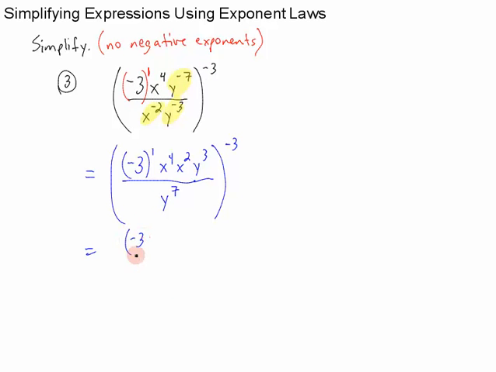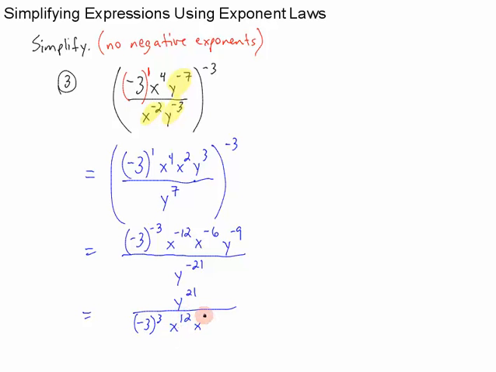So you end up with negative 3 to the negative 3rd power, x to the negative 12th power, x to the negative 6th power, y to the negative 9th power, all over y to the negative 21st power when we multiply all those exponents. Now everything here has a negative exponent, so we have to switch everything from top to bottom. So the y to the 21st is on top, negative 3 becomes to the positive 3 on bottom, x to the positive 12th, x to the positive 6th, y to the positive 9th.